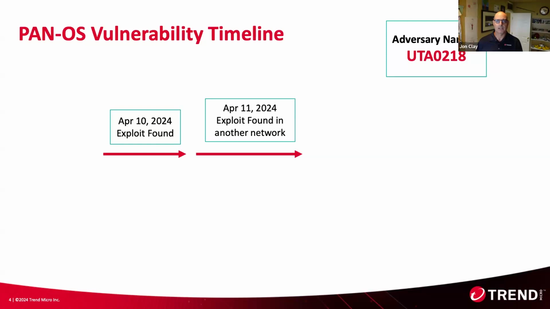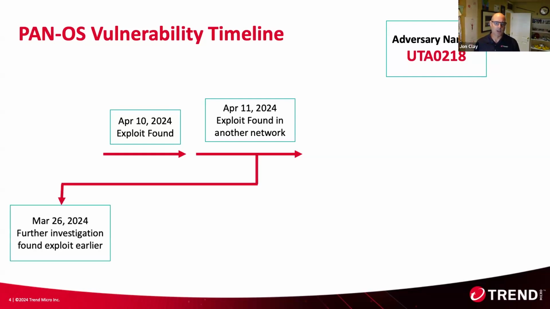They contacted Palo Alto to alert them of the exploit being run. They found a second exploit in another network among their customer networks. So they obviously confirmed that this was being exploited in the wild at that point. They submitted all the information to Palo Alto, and then Palo Alto was able to take that and start working on a patch for their products.